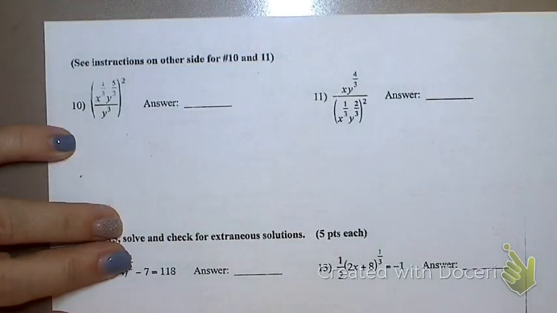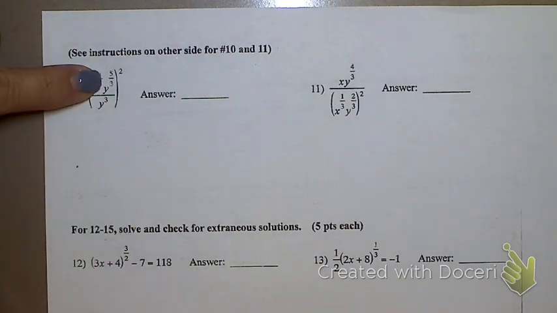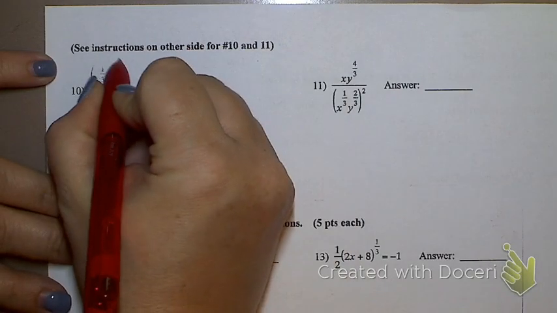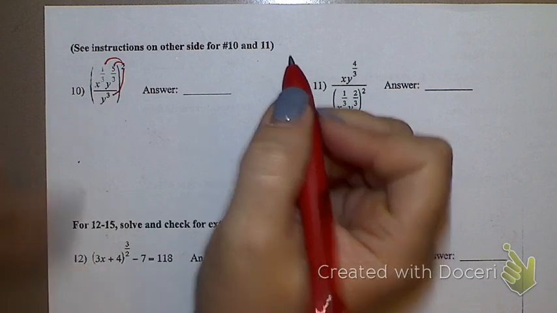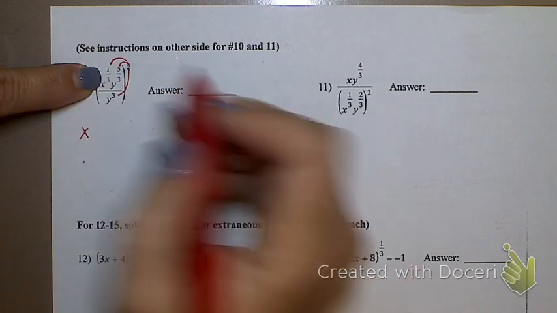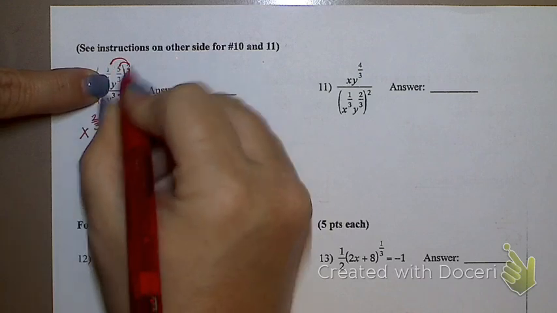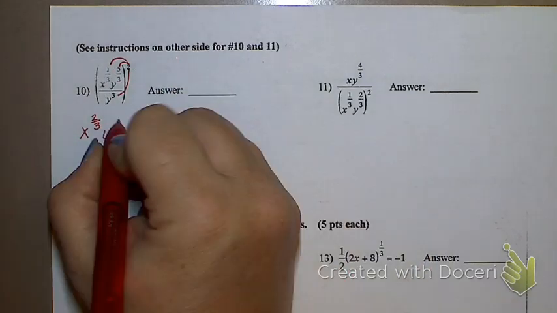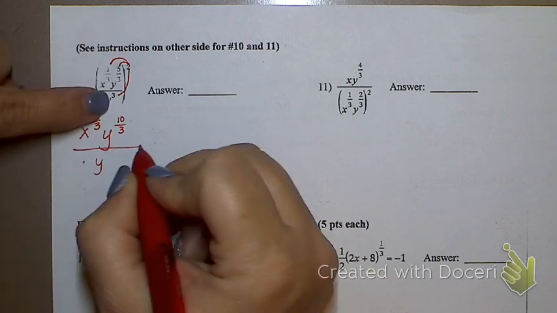Number 10 is very similar to what I did on the last one. The only difference is there's more than one thing on the top. Do you see that? If I took this x off the top, then I have something just like the last problem. Since there's more than one thing, that just means that that exponent has to go to one more thing. So, on the top, I have x to the 1/3 times 2. What's 1/3 times 2? 2/3. And then y to the 5/3 times 2. What's 5/3 times 2? 10/3.